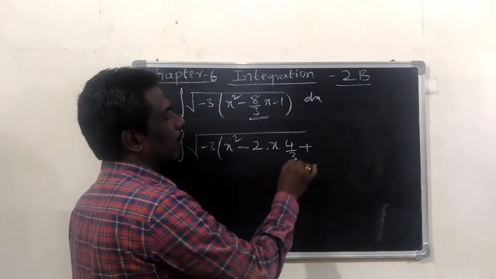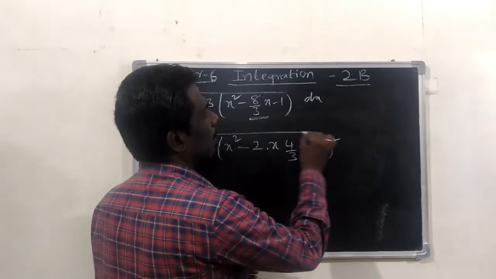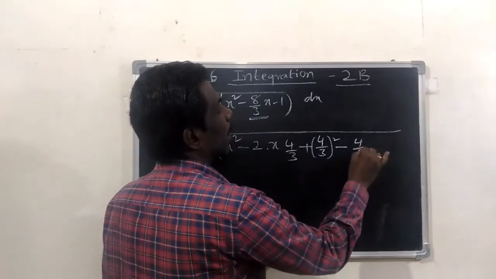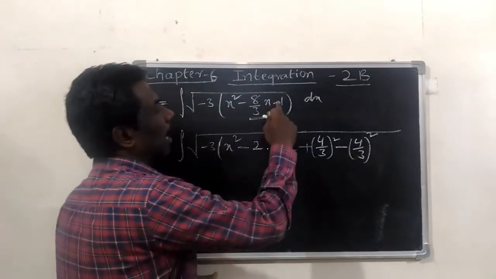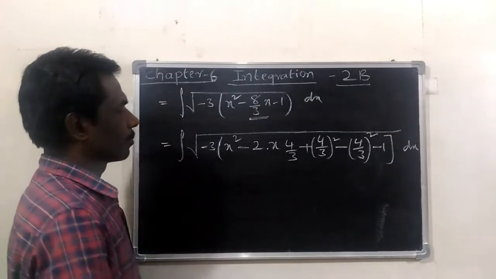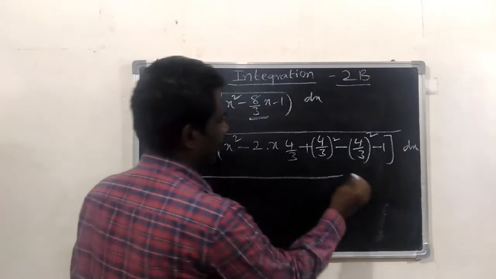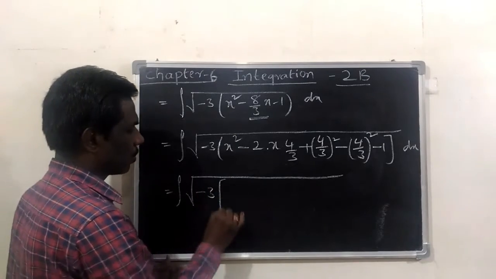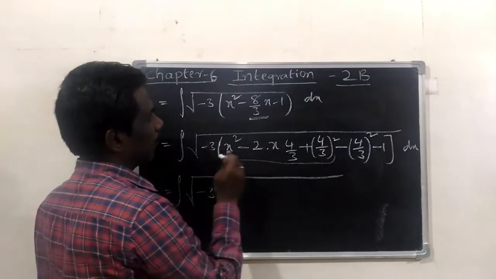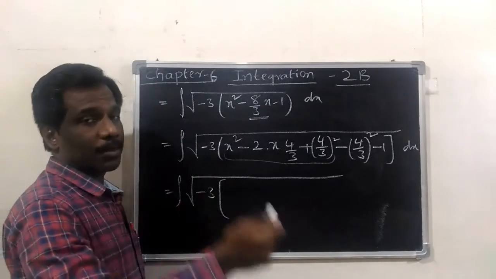Now here we got b as what? 4 by 3. Then for b square we can write now 4 by 3 whole square. To balance this term, we write minus 4 by 3 whole square. And the last term write minus 1 dx. Next is equals to integral under root of minus 3 into, from here to here, we can write it as a square minus 2ab plus b square is what? A minus b whole square.